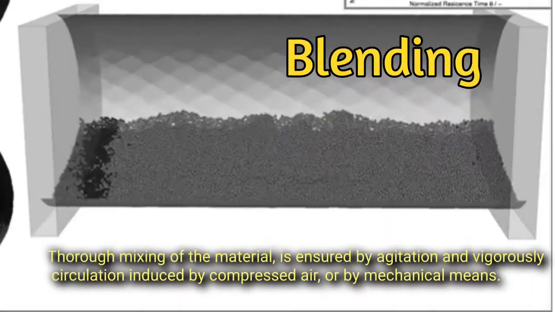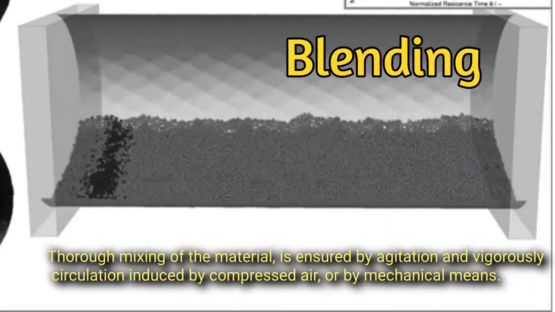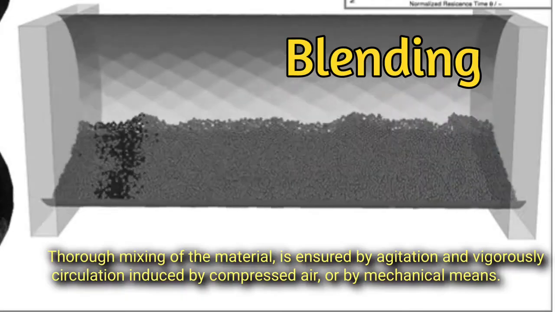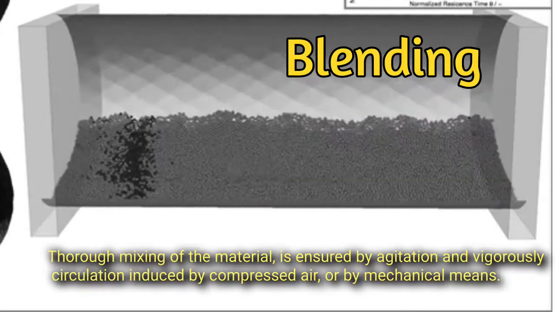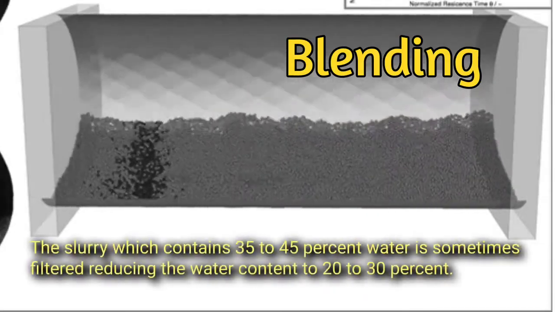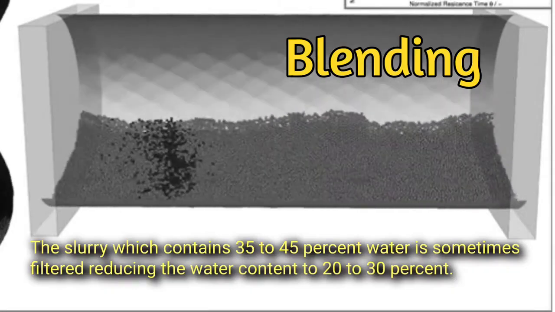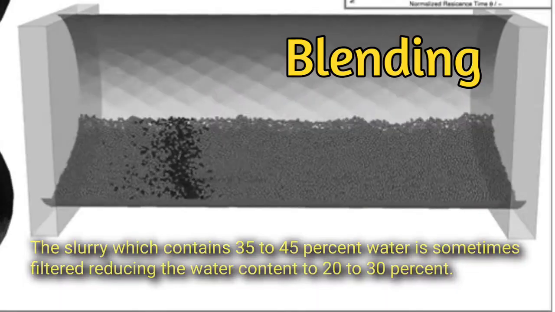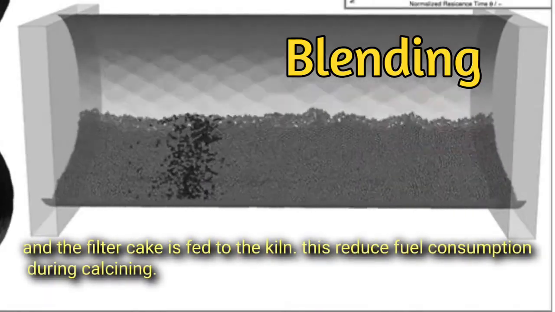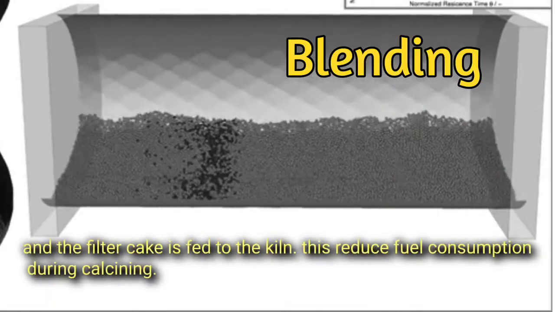Blending. Thorough mixing of the material is ensured by agitation and vigorous circulation, induced by compressed air or by mechanical means. The slurry, which contains 35 to 45% water, is sometimes filtered, reducing the water content to 20 to 30%, and the filter cake is fed to the kiln. This reduces fuel consumption during calcining.